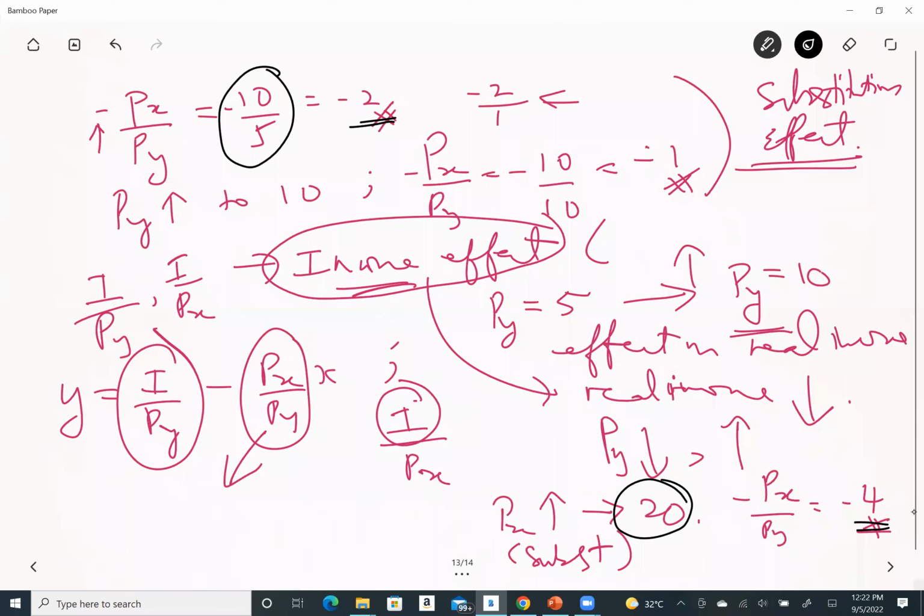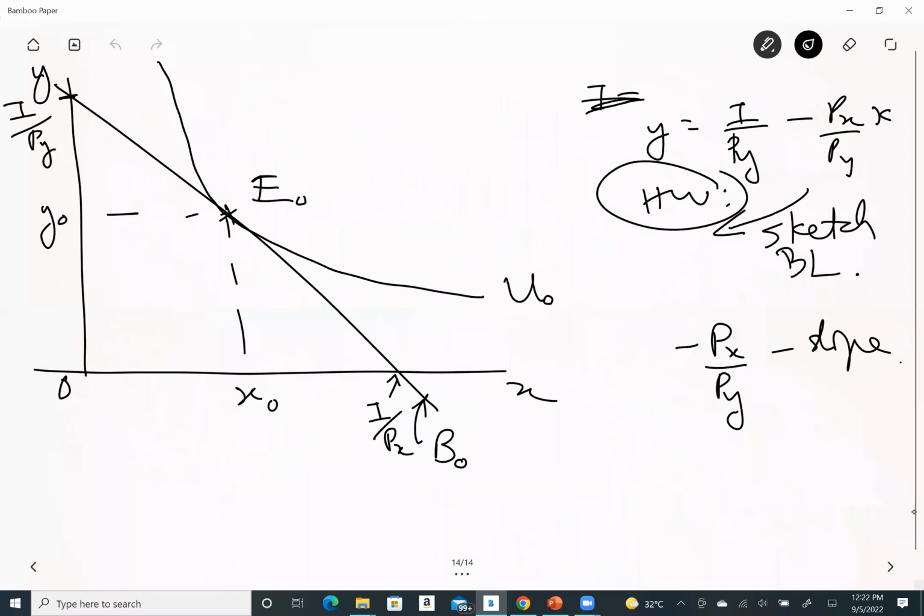When the price of Y increases, what happened to, no, I'm sorry, the price of X? Price of X increases. So that's the budget line. What about I over PY?